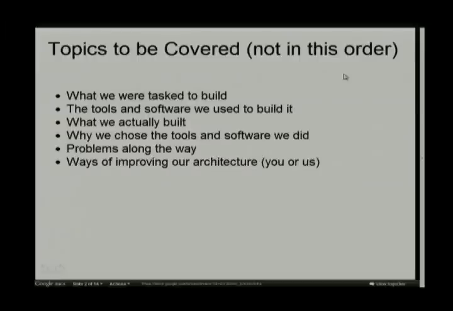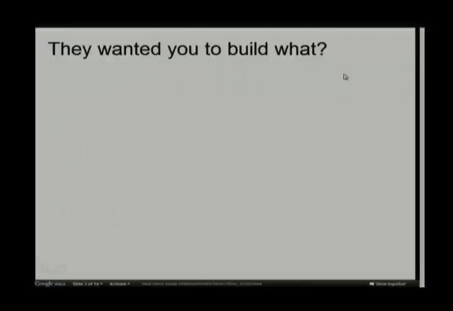Or for us to actually do in the future, because we're still fixing on these kinds of things. So what the hell did they want us to build? They wanted us to build an ad network, but not just any ad network. An ad network would be called via REST API, like every other REST API ad network out there.